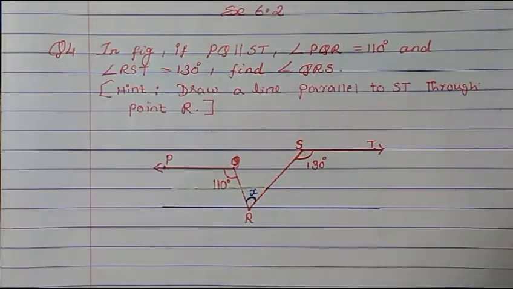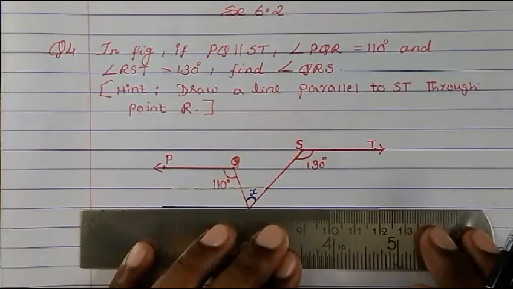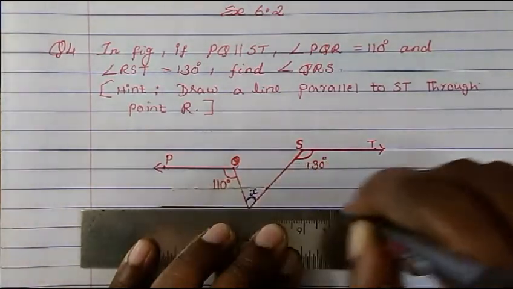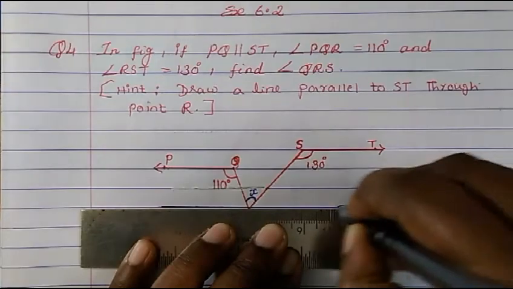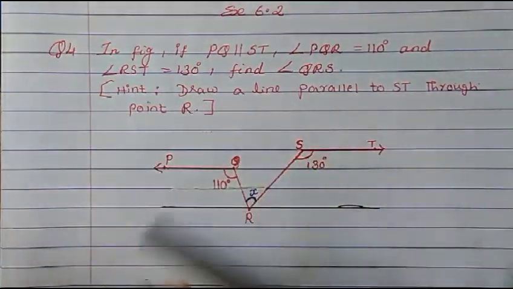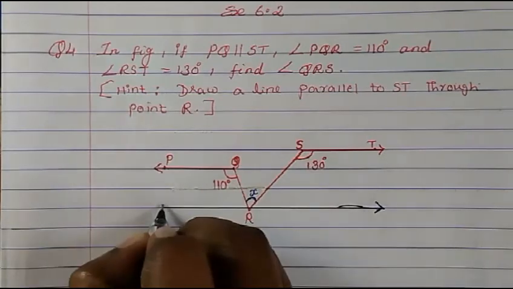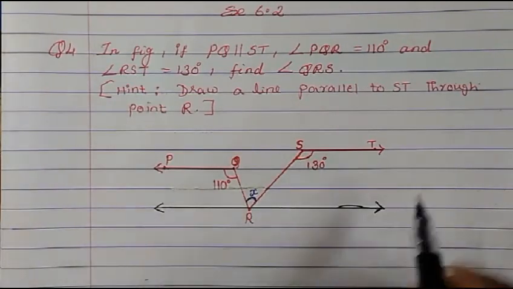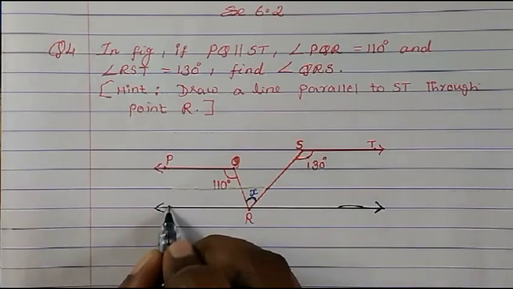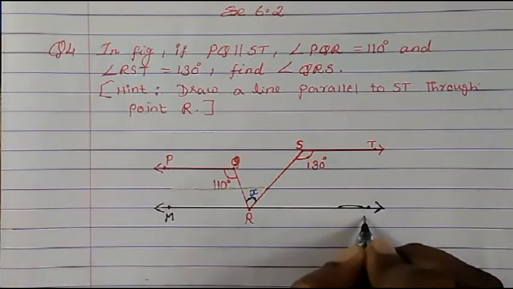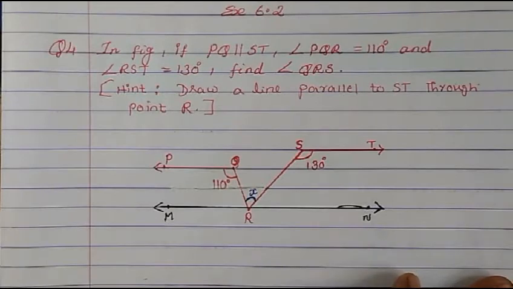Okay, blue cannot be seen, so I will use a black pen here. All the lines are the same. Okay, so now this is our line which is parallel to ST. Let's give names to this point and this point. Maybe we'll keep M and N. So now the figure is complete.